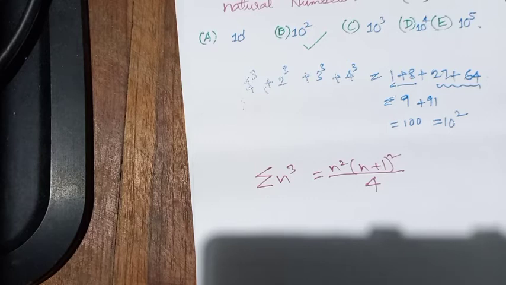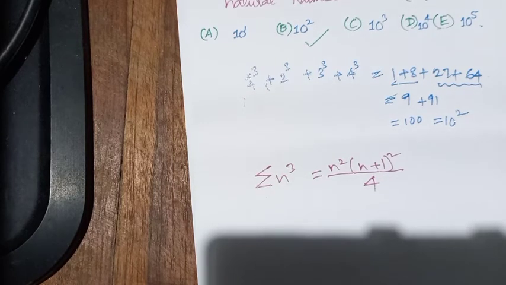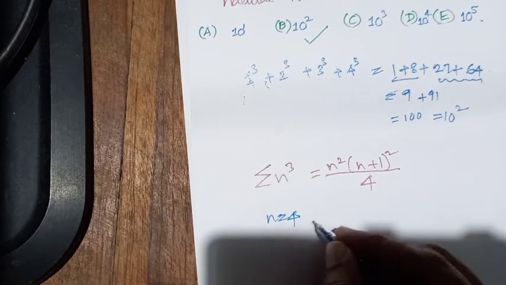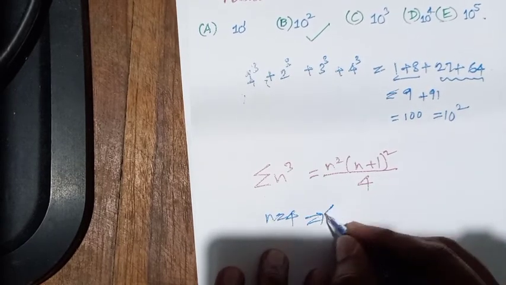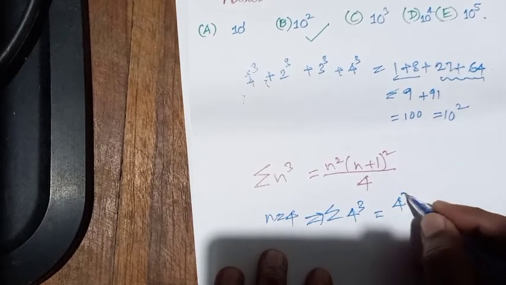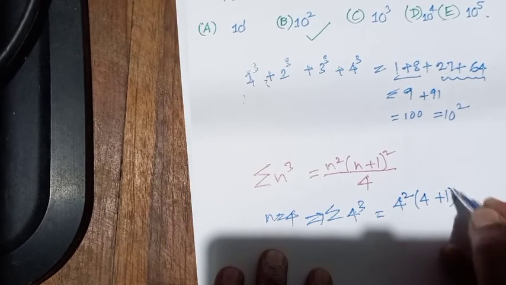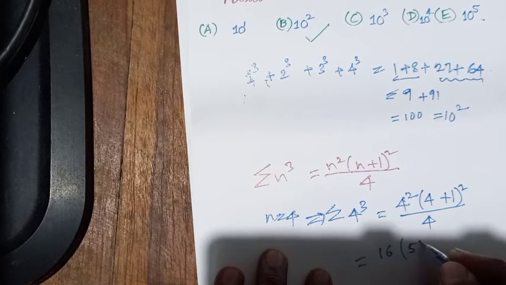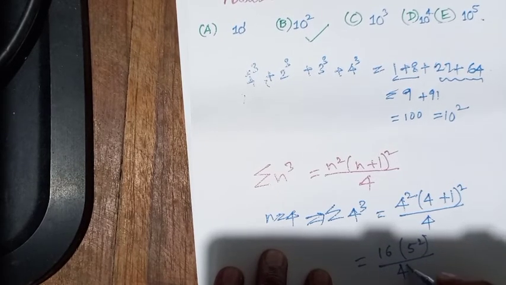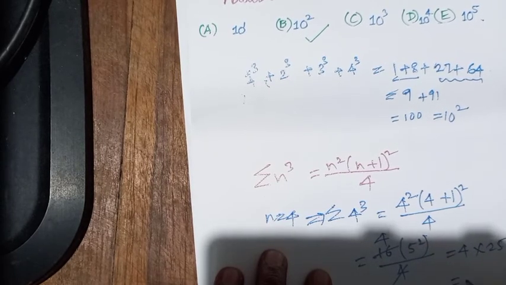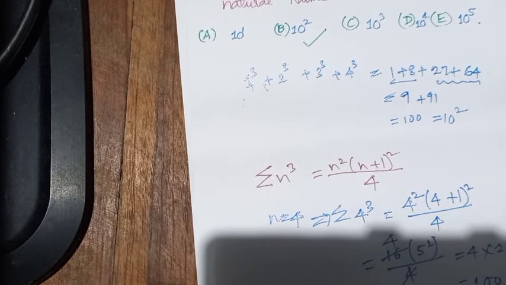Since they have given the sum of cubes of first four natural numbers, n is equal to 4. So n is equal to 4 implies sigma 4 cube is 4 square into 4 plus 1 the whole square by 4. 16 into 5 square by 4: 4 once is 4, 4 into 25 gives you 100. Finally, 100 I can again write as 10 square according to our options.